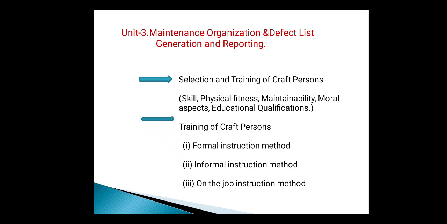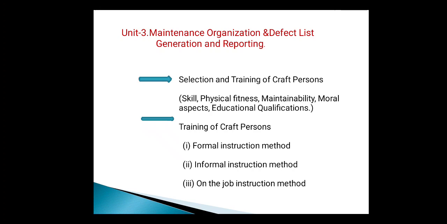Some factors should be considered. Whatever factors I mentioned are the required ones: skill, physical fitness may be essential, and maintainability. He should be able to maintain every kind of defect and problem. Then moral aspects and educational qualification; he should have the minimum qualification required for that job. So these are the selection and training process of the craft persons.